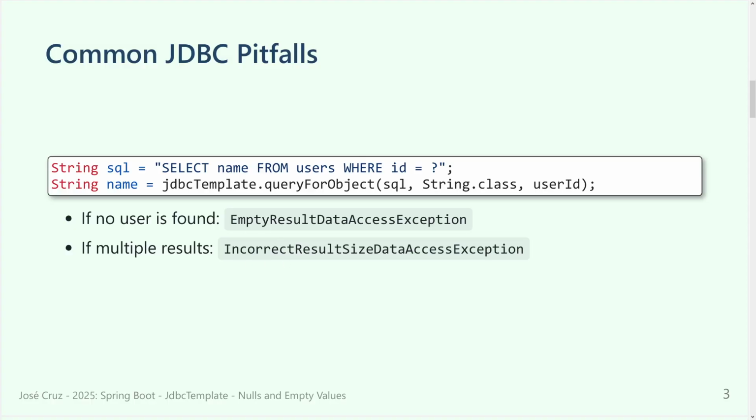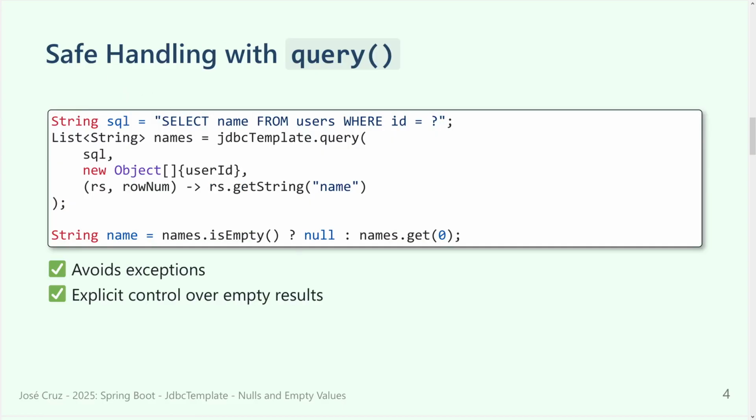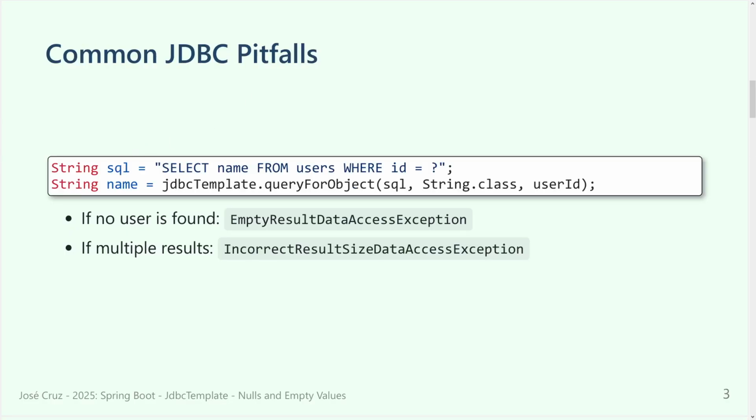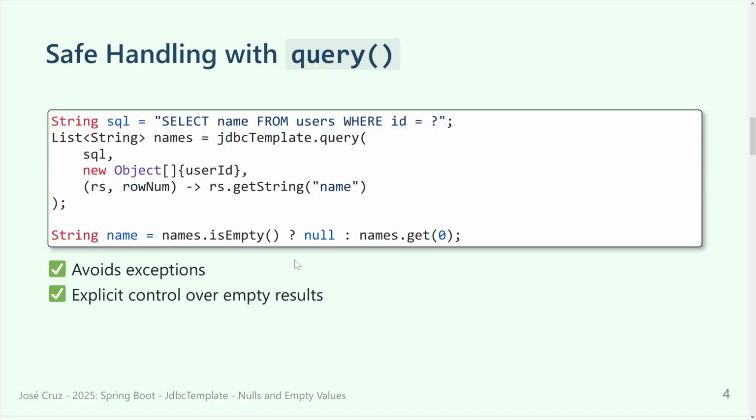So how to handle this kind of scenario? One, we can try to use the query. Query returns a list, so it's safe. So we fix the issue about having multiple rows, so we avoid this exception. Even the empty case will be avoided because there will be no rows, but the list will be empty.